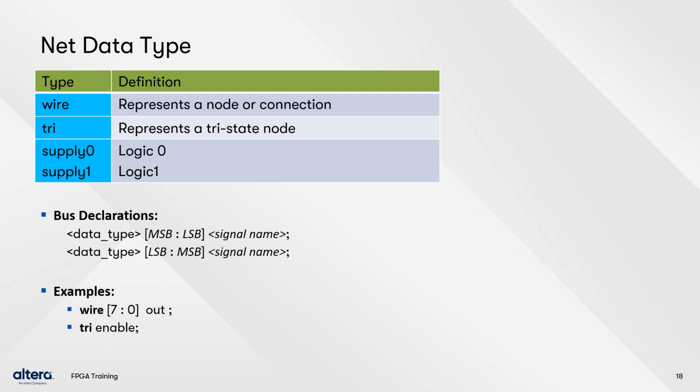In the examples given, out is of type wire and bus size 8, while enable is a tri-state node. A net needs to be driven all the time, for example, using the continuous assign statement.